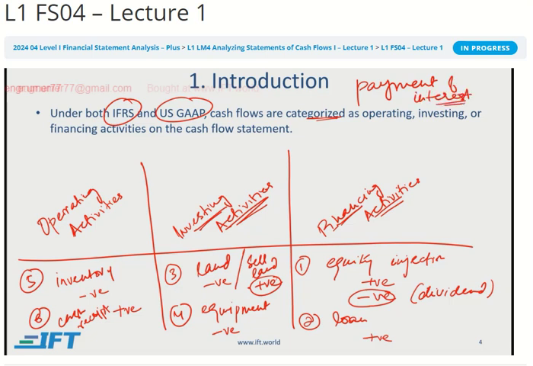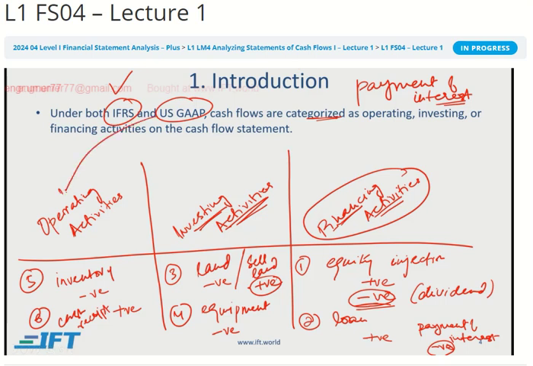Now, with the current logic that I gave you, that if dividend payment is written in the equity part, which is financing activity, then payment of interest should also be written under financing activities, and that logic is correct as far as IFRS is concerned. IFRS does allow you to write it under financing activities. However, US GAAP is different over here.